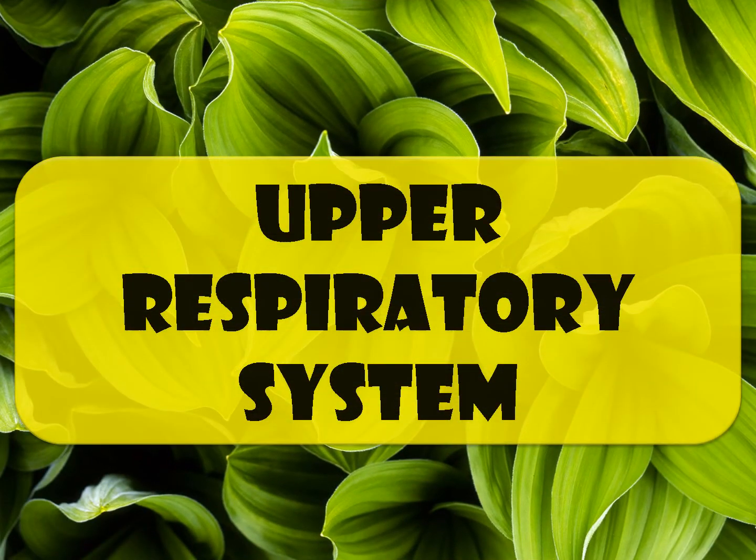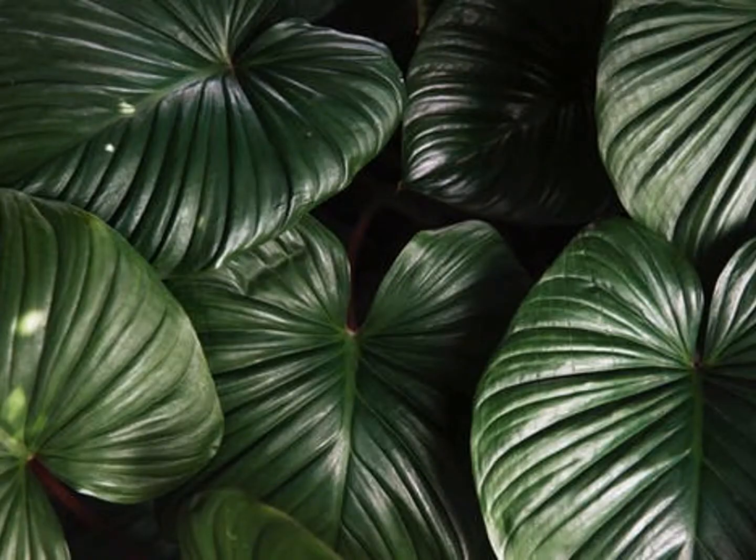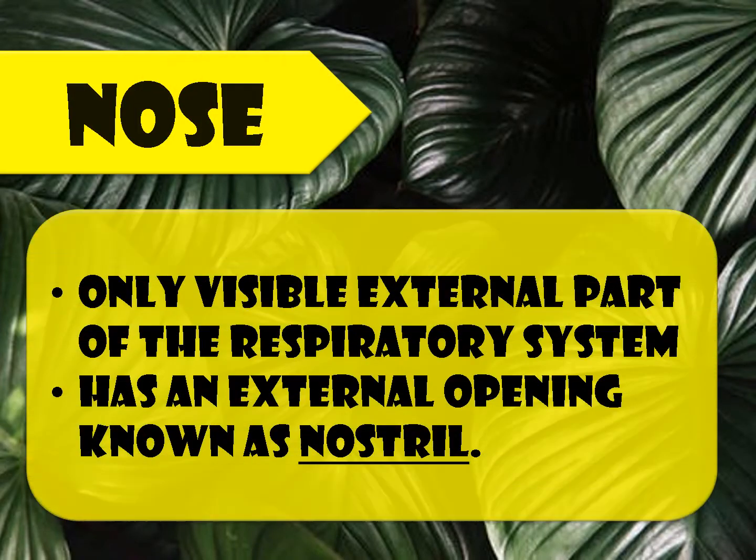So let's start with the upper respiratory system. The first organ is called the nose. The nose is the only visible external part of the respiratory system, so it comes in different shapes. We can have a pug, a skimp, or a pointed nose. Now the nose has two external openings called the nostrils or the nares.